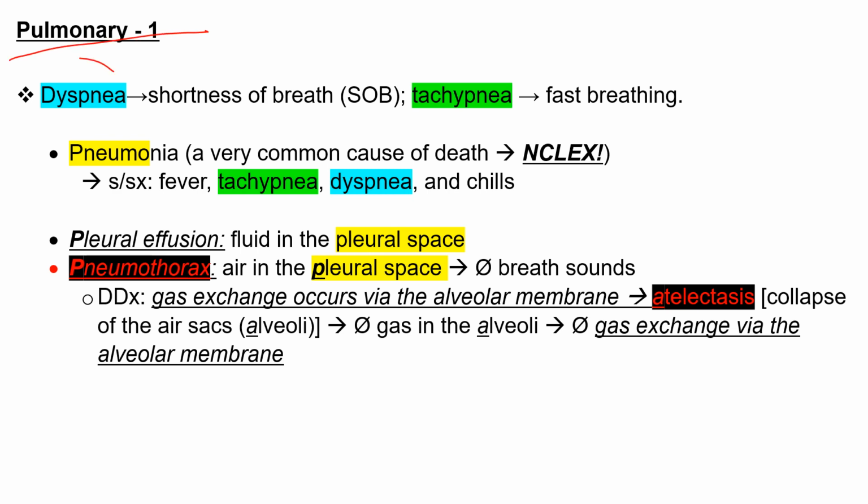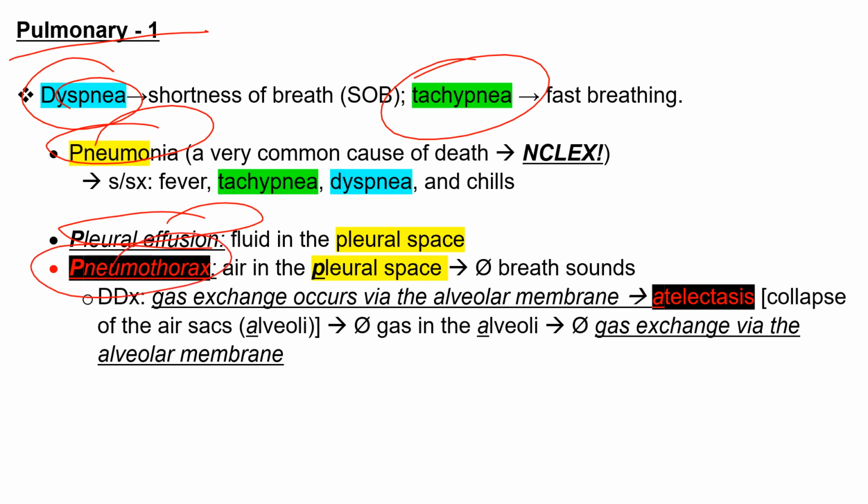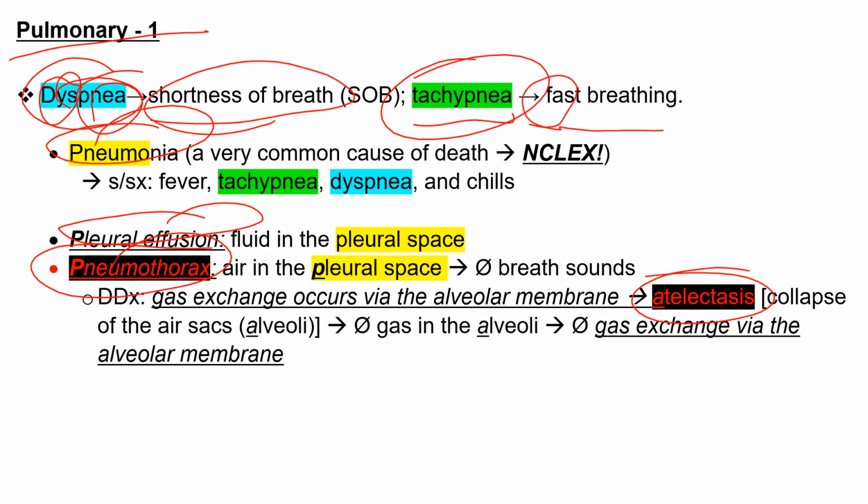For lung summary, do know the terms dyspnea, tachypnea, pneumonia, pleural effusion, pneumothorax, atelectasis. Dyspnea means difficulty breathing or shortness of breath. Tachypnea, you know the word tachometer, that's the equipment that shows how fast your car is going. That's the fast breathing. Obviously, all of us know the word pneumonia.